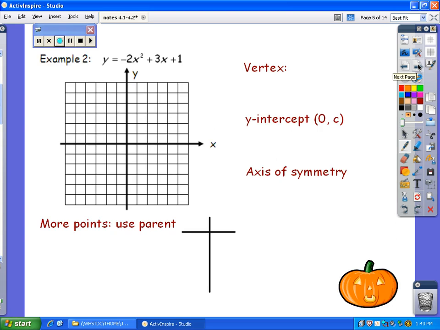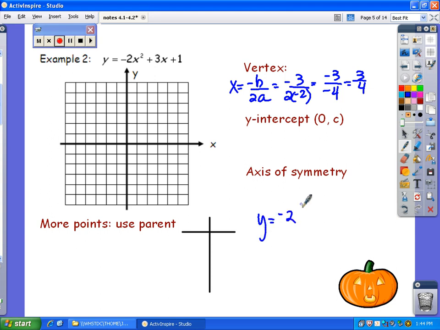Alright, so the vertex. The vertex is found by x is equal to the opposite of B over 2A. So B in this case is 3, so negative 3 over 2 times negative 2. So negative 3 over negative 4. So our x value is 3/4. To find our y value, we plug it back into the original equation. So negative 2 times (3/4) squared plus 3 times 3/4 plus 1.